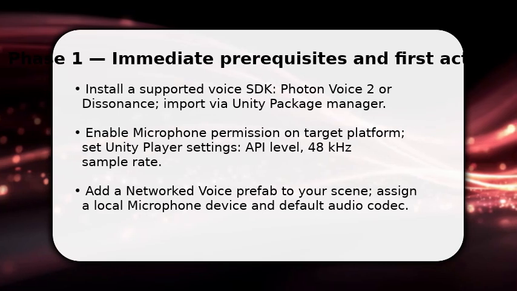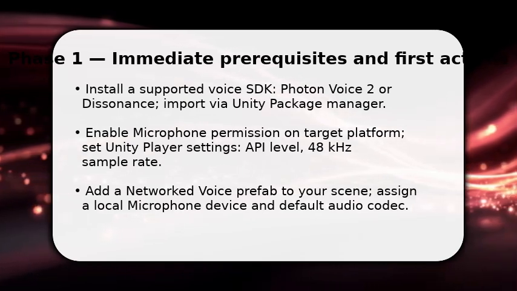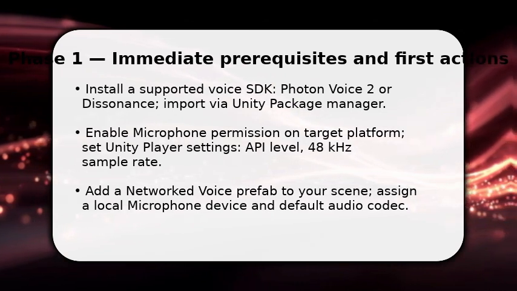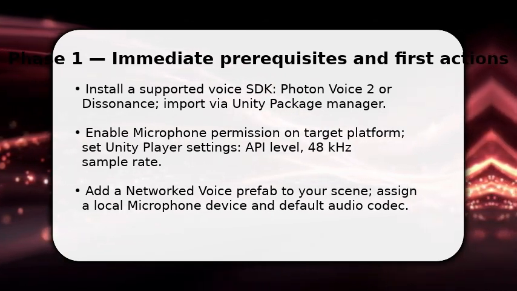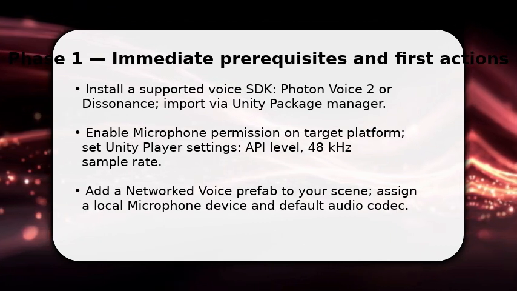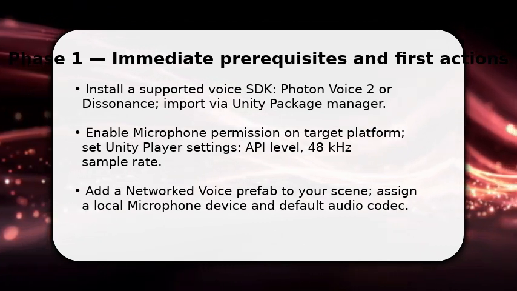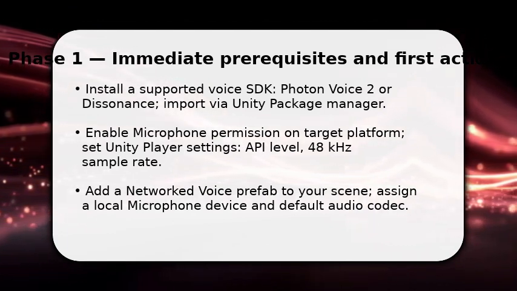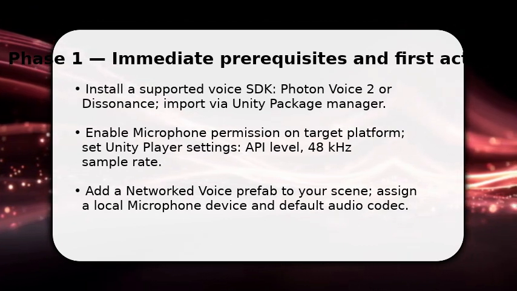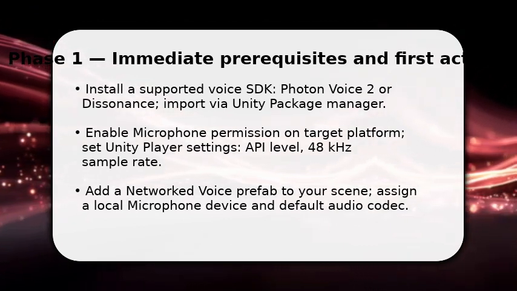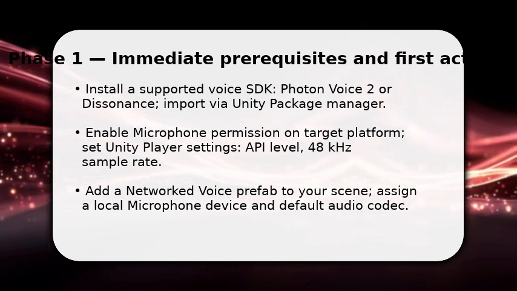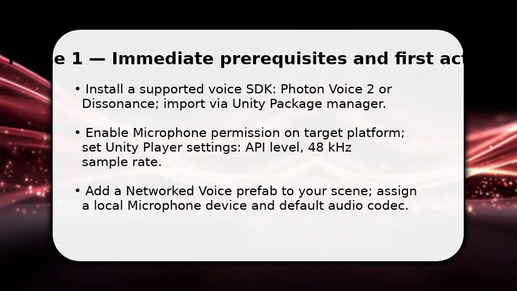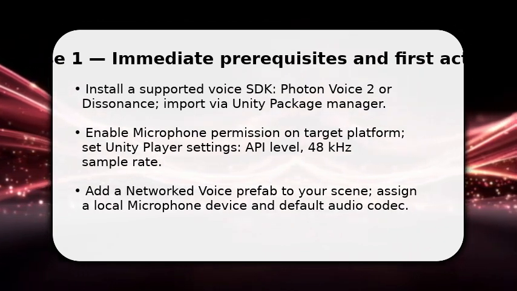You start by preparing the project environment and granting permissions. First, import a supported voice SDK like Photon Voice 2 or Dissonance. This gives you networking, codecs, and voice prefabs. Once done, make sure Unity Player settings use a stable sample rate such as 48K Hz and that the build target requests microphone permission. Then place the provided networked voice prefab into your scene and point it at a local microphone device. This begins actual audio capture and network routing.